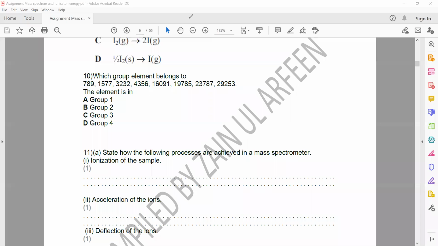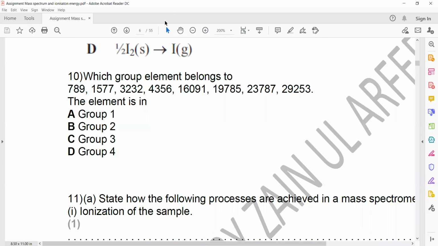When you check the ionization energy numbers, there will be a big jump when you remove an electron from another shell. You can see the first number, 789. Then the second one is 1500, approximately double. It's not a big jump. Then 3232, then 4356. But when you remove the fifth electron, you can see a very big jump. It changes from 4000 to 16,000. So this is a big jump.